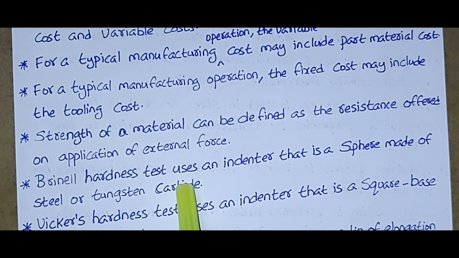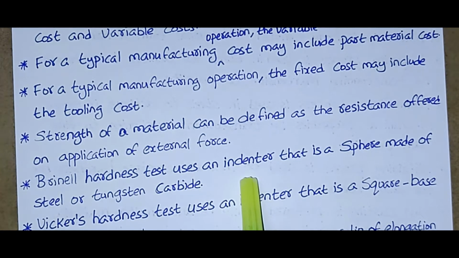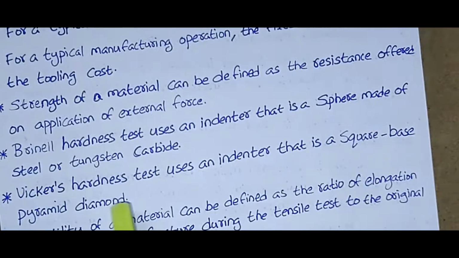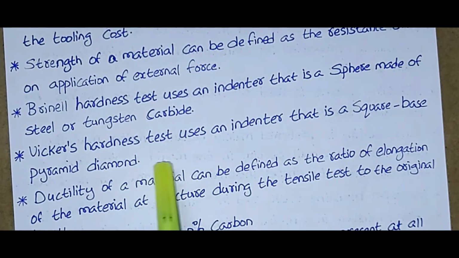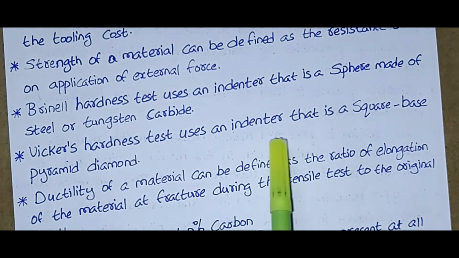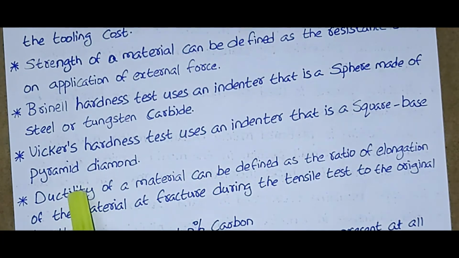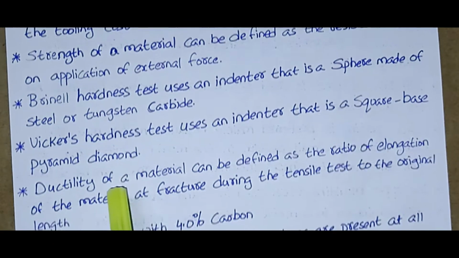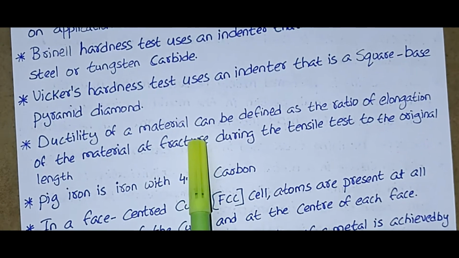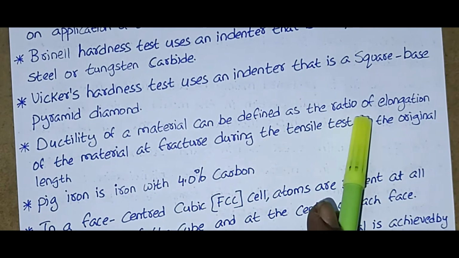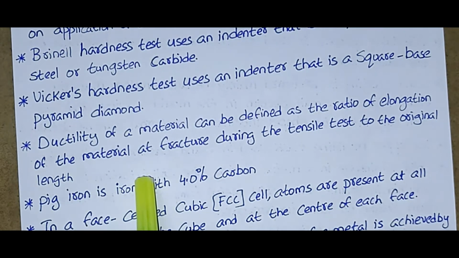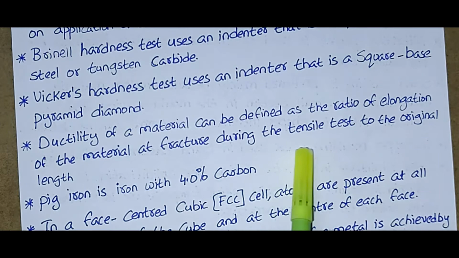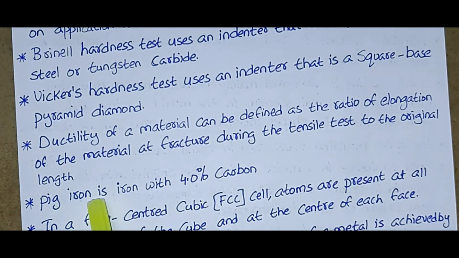Brinell hardness test uses an indenter, that is a sphere made of steel or tungsten carbide. Vickers hardness test uses an indenter, that is a square base pyramid diamond. Ductility of a material can be defined as the ratio of elongation of the material at fracture during the tensile test to the original length.